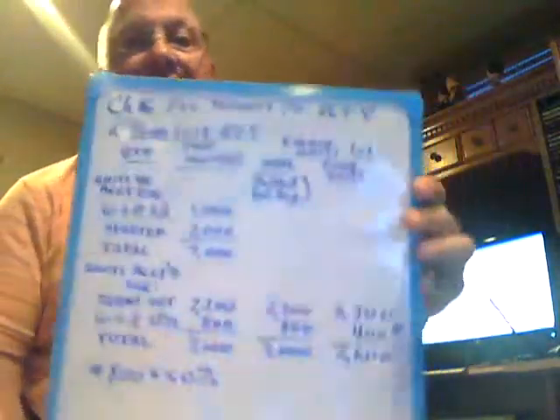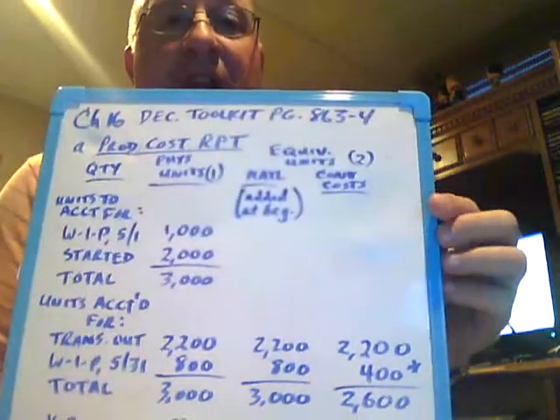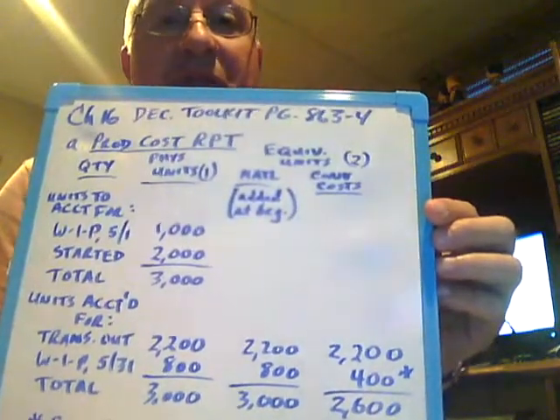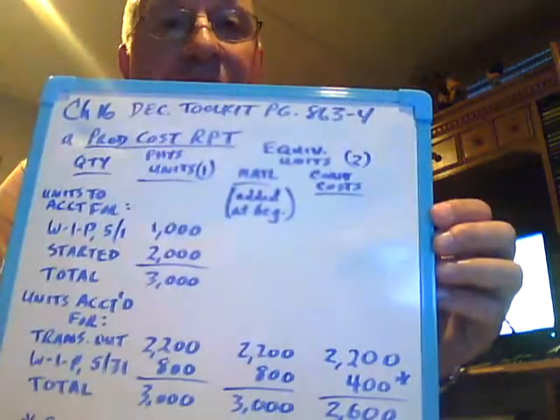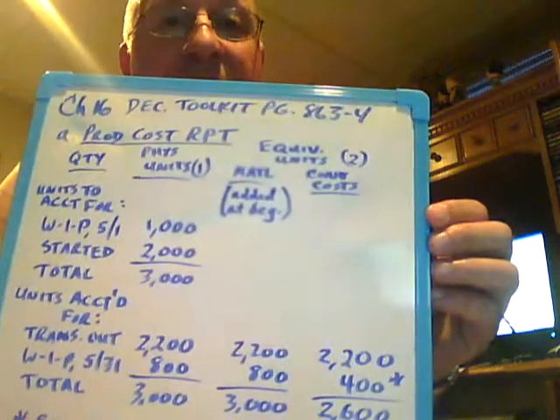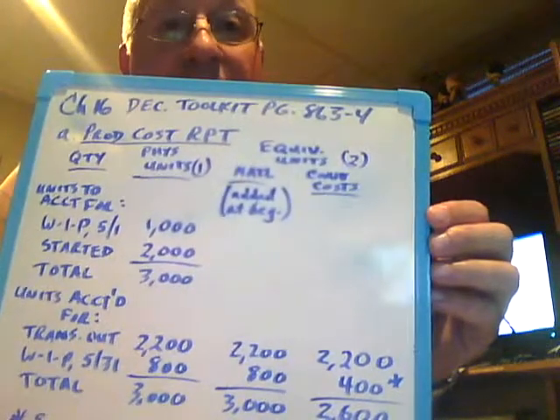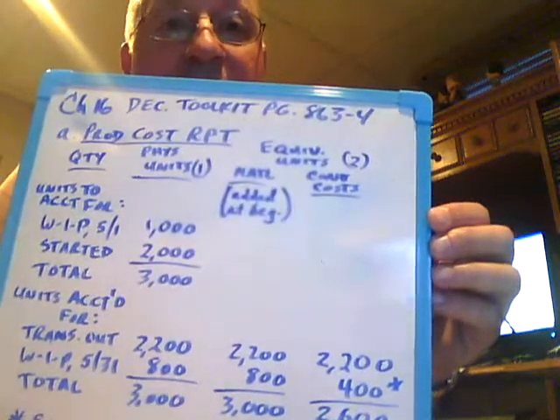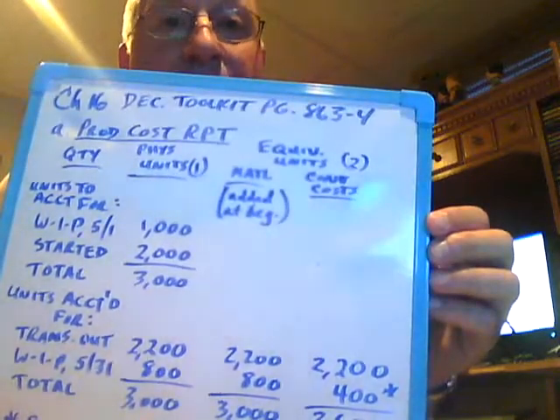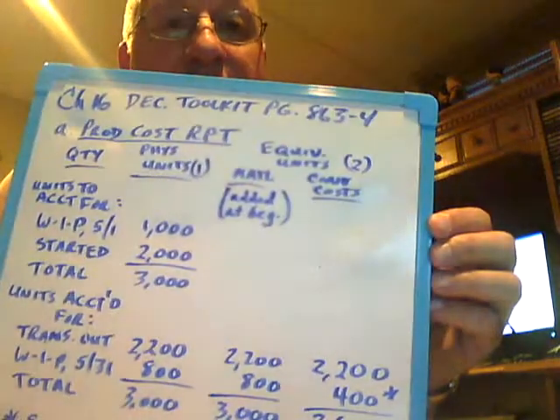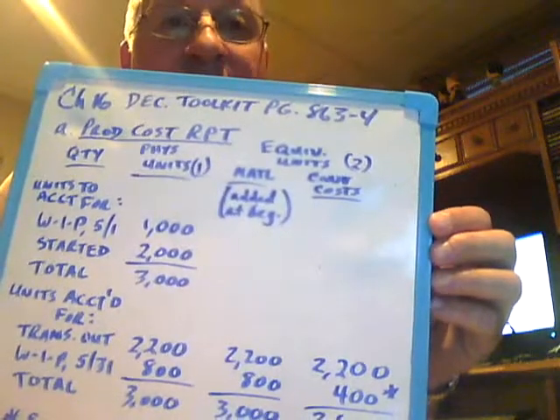We're given a whole lot of information on this decision toolkit problem, and what we need to start out with is accounting for the units. And this is different than computing equivalent units, which will be the next step. First of all, we want to account for the units in total, and we do that by looking at the information that was given, that we had 1,000 units in process at May 1st, and then 2,000 more were started into production in this mixing department. So we had a total of 3,000 units to account for.